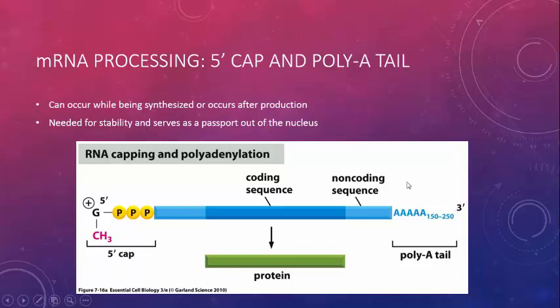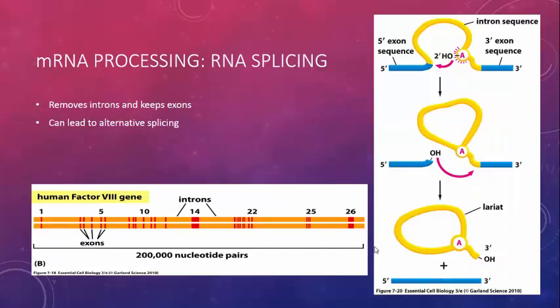The other addition is the poly A tail to the 3' end. Just as the name implies, a series of adenines is added to the 3' end of the mRNA transcript. With these additions, the mRNA can be exported from the nucleus. Some research has indicated that this process also stabilizes the molecule and helps the translation enzymes recognize it as an mRNA transcript.